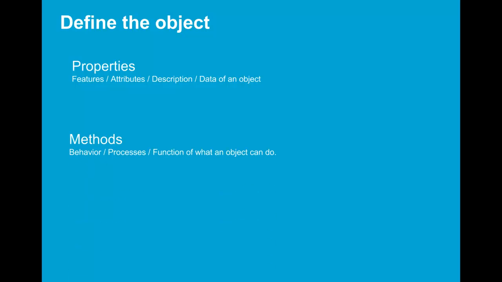So the first step is to define the object. As I said, everything can be defined. The first definition of things is basically properties. Those are the features, attributes, description, or data of an object. Anything that describes it, any characteristics of an object that you see, would be called properties. The next are called methods. These are the behaviors, processes, or functions, basically what an object can do.